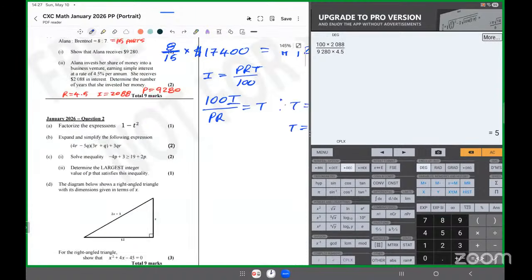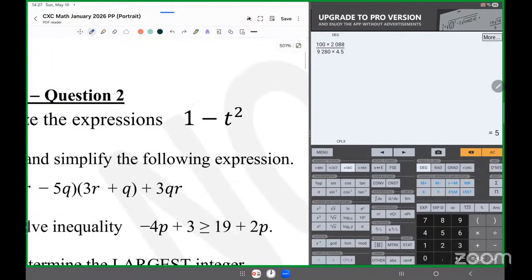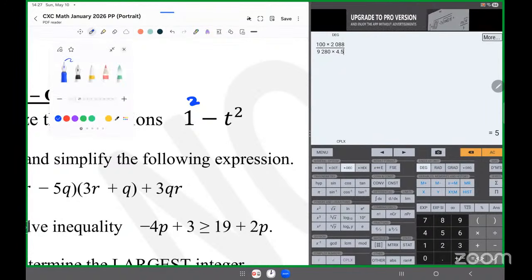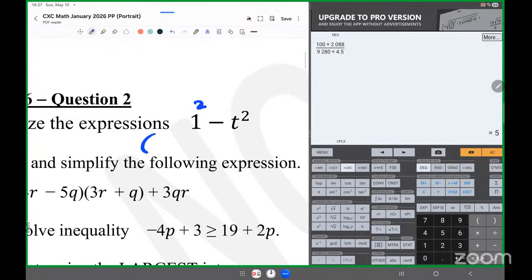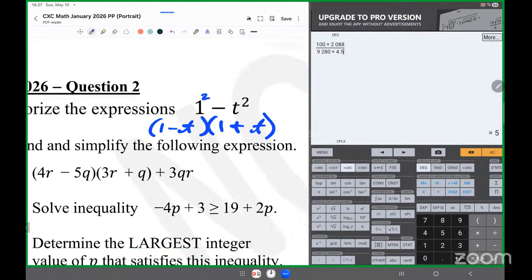Now come to this one down here. This one says we have to factorize this expression. That's the difference of 2 squares right there. This is the same as 1 squared minus t squared. Everybody must remember 1 is a perfect square. The first square number is 1. So this actually becomes 1 minus t times 1 plus t. That's the answer, because the 1 is the same as 1 squared.